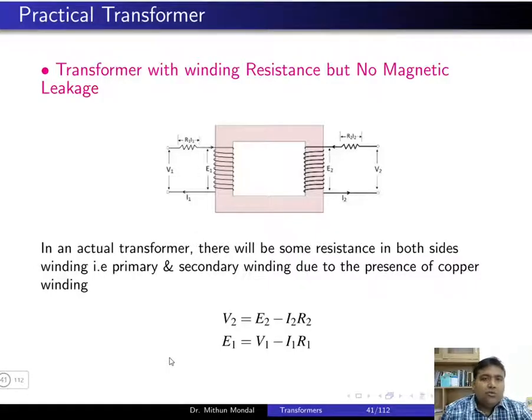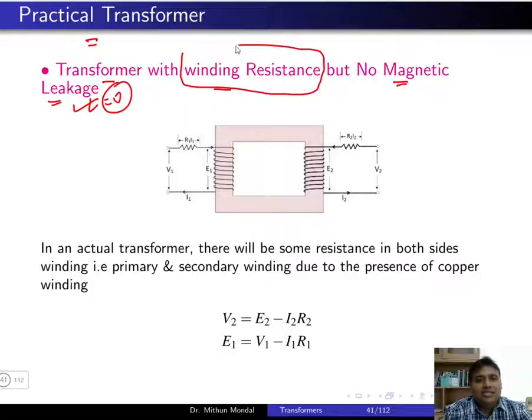So we will now look into the practical transformer concept. What happens in a transformer with winding resistance but no magnetic leakage? Magnetic leakage we have discussed in the magnetic circuit, that is the flux that is there in the air and not sustained within the core. So magnetic leakage is zero, so there is no leakage in the transformer. However, we will be adding winding resistance, which was zero in the case of an ideal transformer.